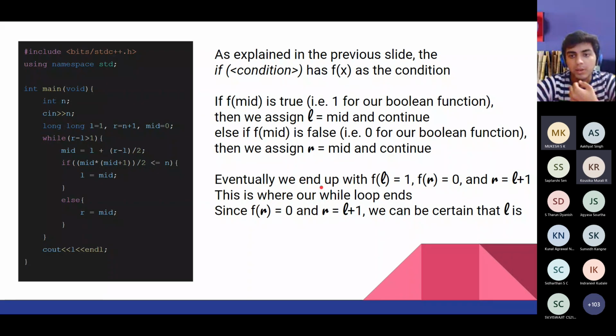And eventually we end up with f of L equal to 1, f of R equal to 0, and R equal to L plus 1. And this is where our while loop ends. Since R equal to L plus 1 and f of R equal to 0, we can be certain that L is the required answer. So does anyone have any doubts in this solution?